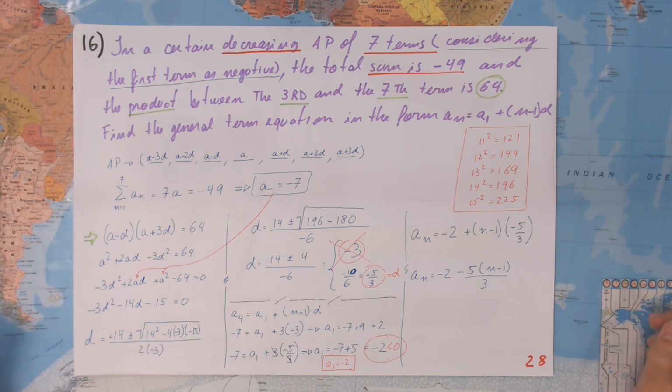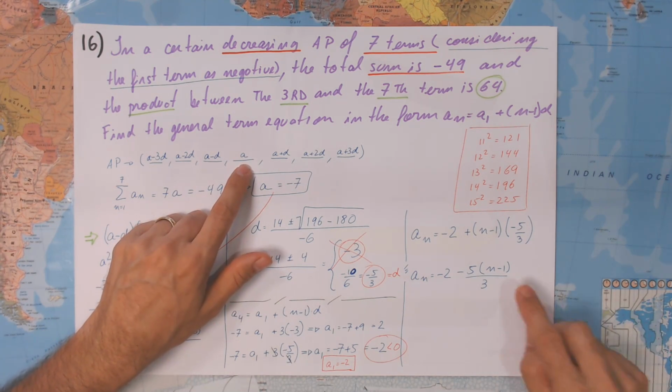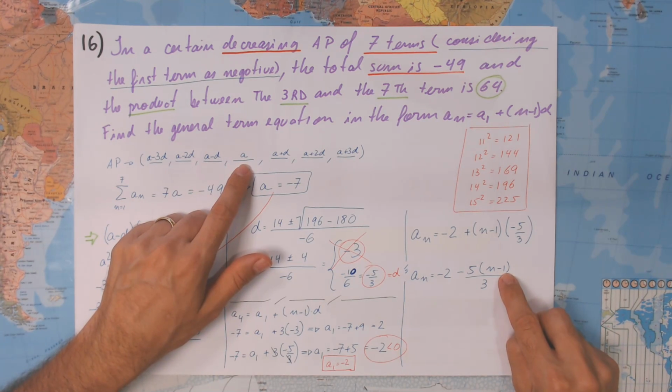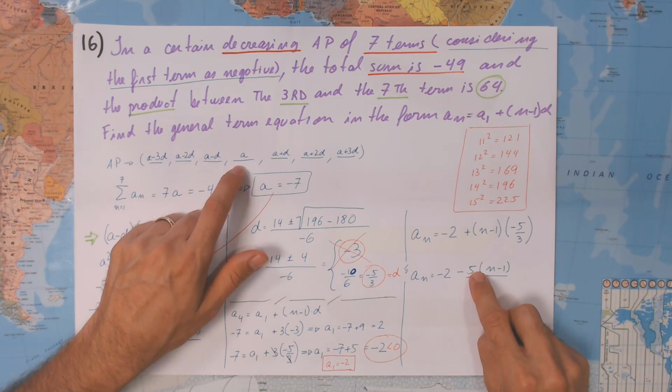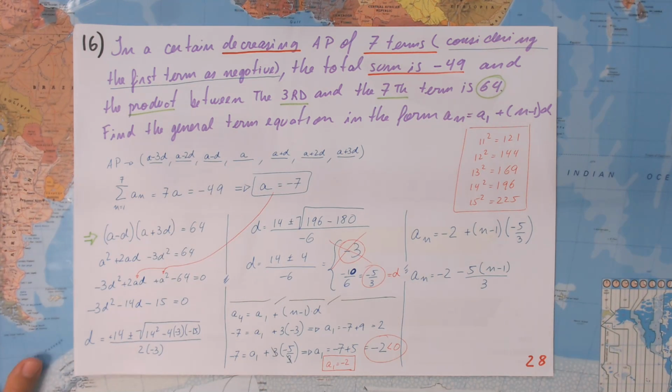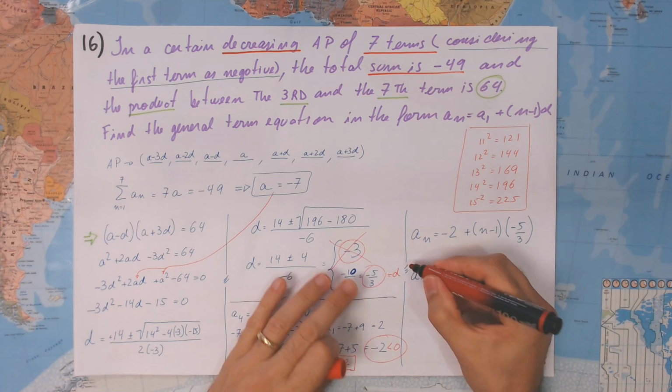Okay, now let's just see if everything matches. Let's see our fourth term. Okay, 4 minus 1, 3. 3 cancels with the 3. Minus 2 minus 5 is going to be minus 7. It works. So this is our answer.